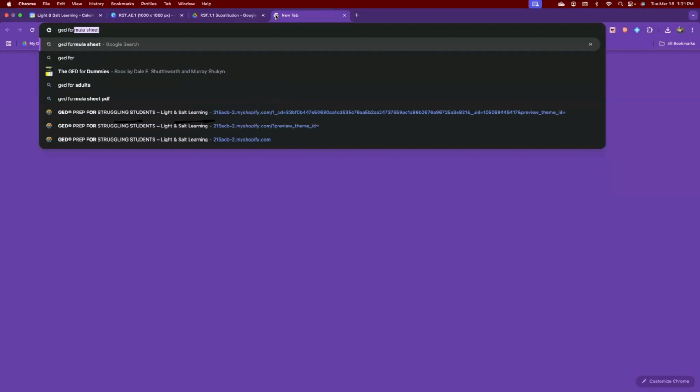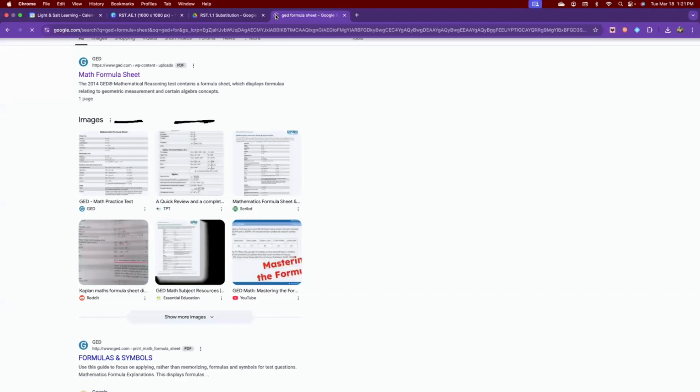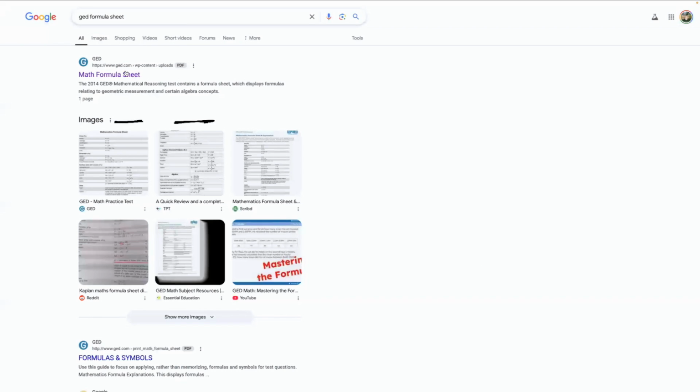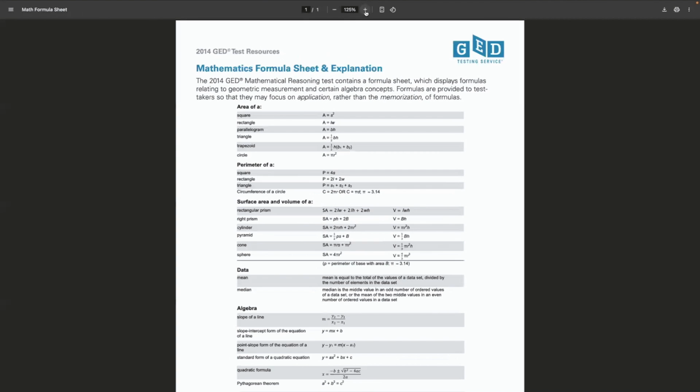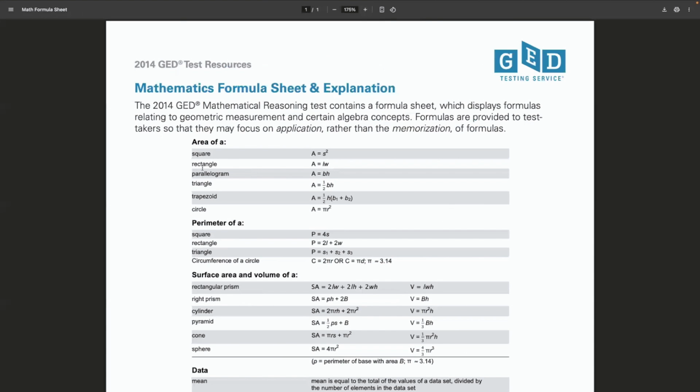I'm just searching GED formula sheet on Google, and you're going to get a few of them. You can use the one in the book, or you can just use the one on the internet, but make sure you're at GED.com. Don't go to another website if you're taking the GED. Now, if you're taking a different test like the HiSET, use your formula sheet. But here it is, and what you're going to notice is, look, very top, area formulas.